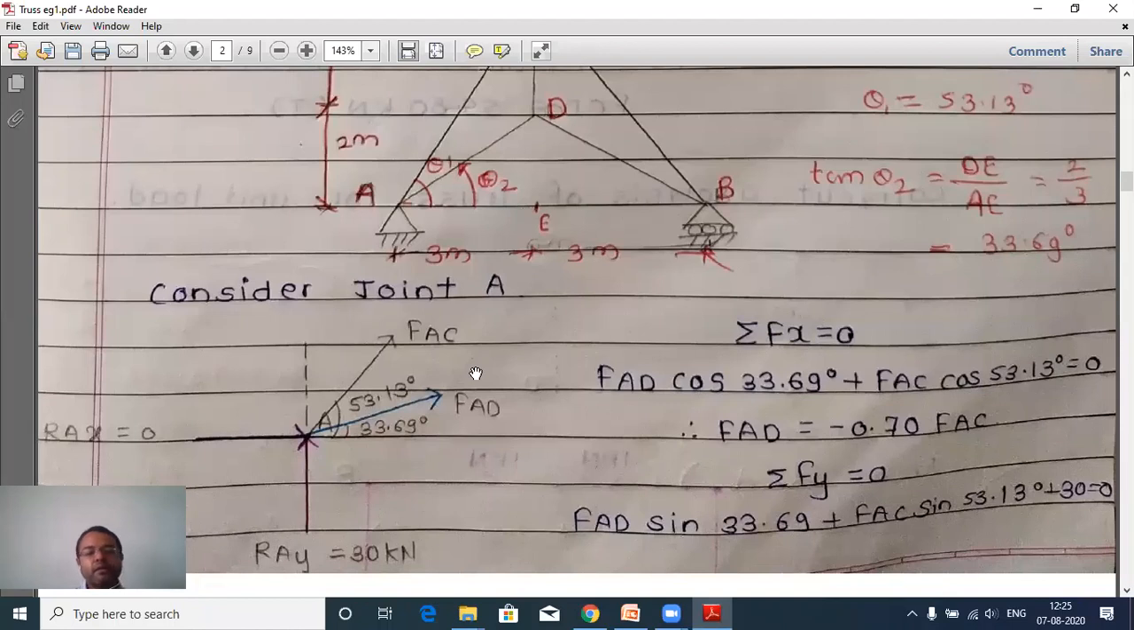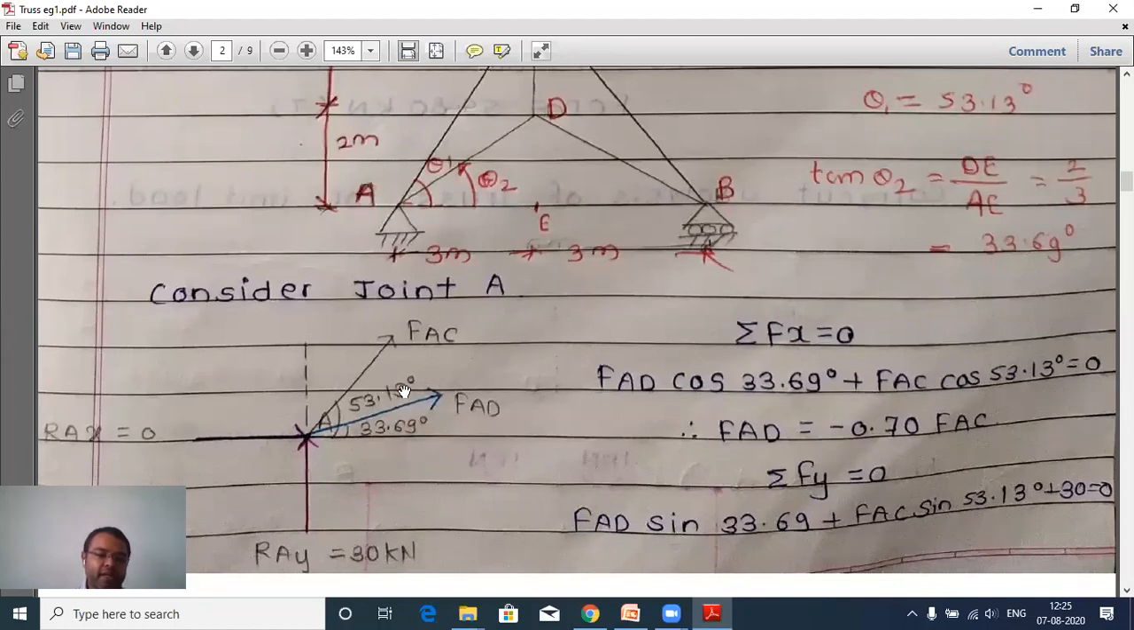Of course, before analyzing, we don't know the exact nature of any member. That's why we first assume the nature of the force in the member. So in both members, AC as well as AD, we assume tensile force, and that's why we have shown the arrows away from the joint.